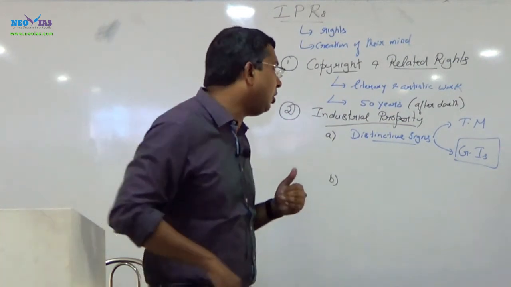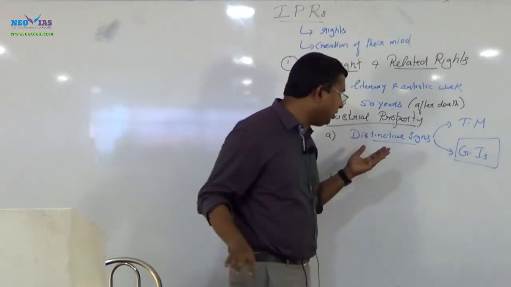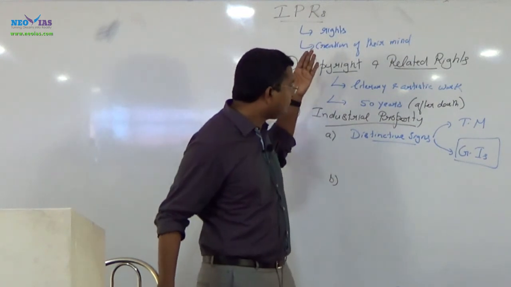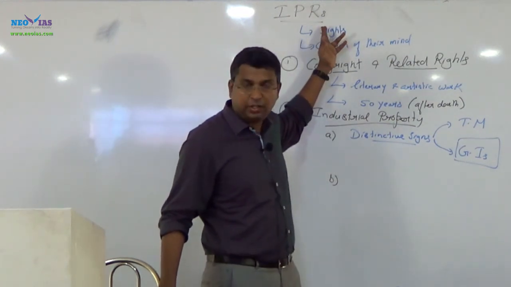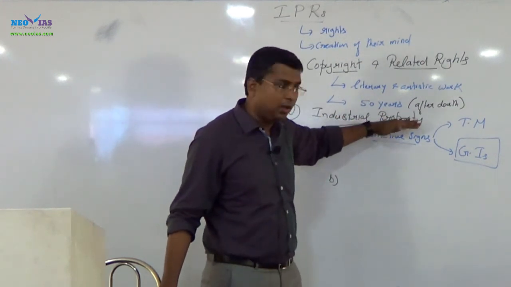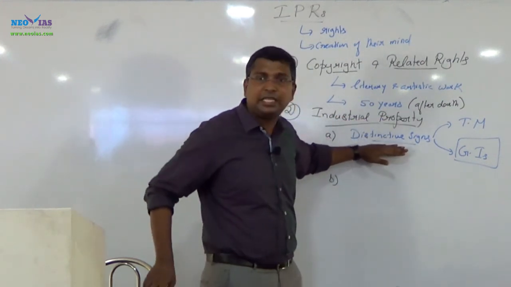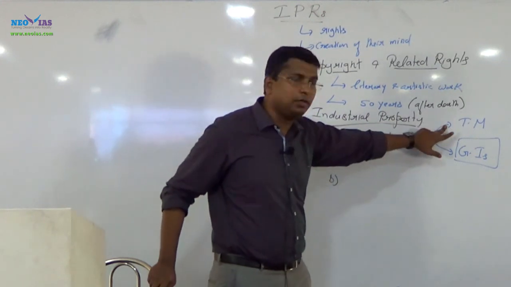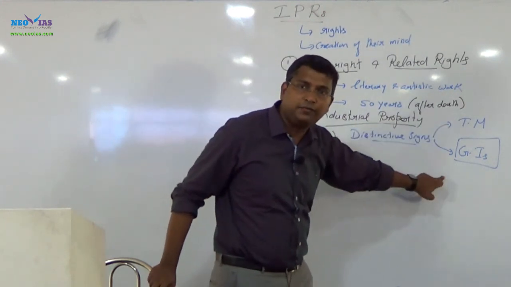Now come back to our topic. We are discussing intellectual property rights. We are discussing under industrial property. In that, protection is given for distinctive signs, that is, for trademarks and geographical indications.